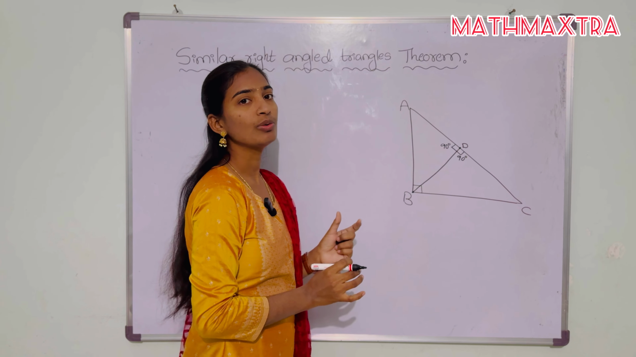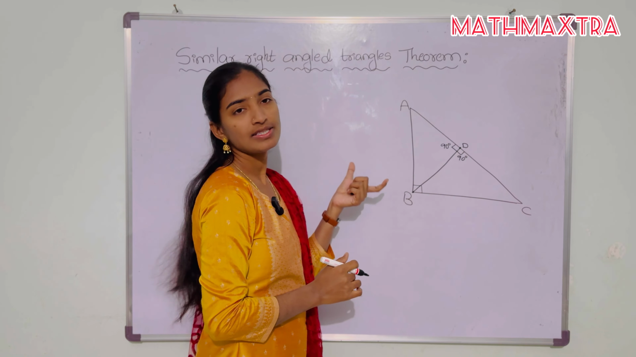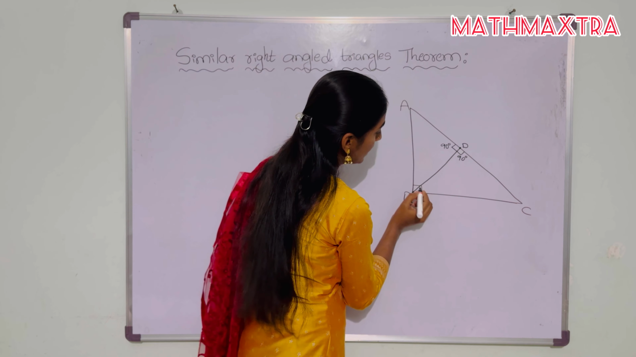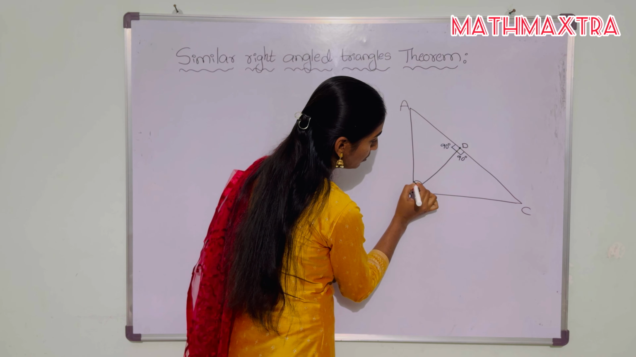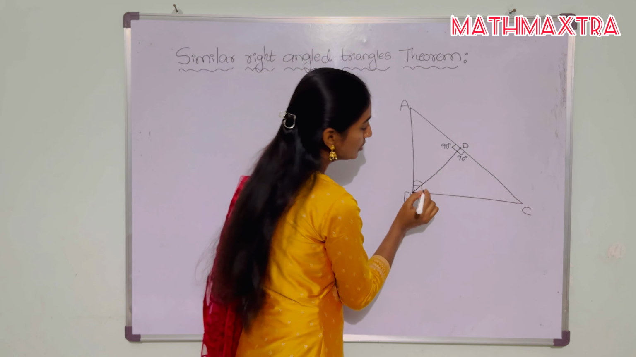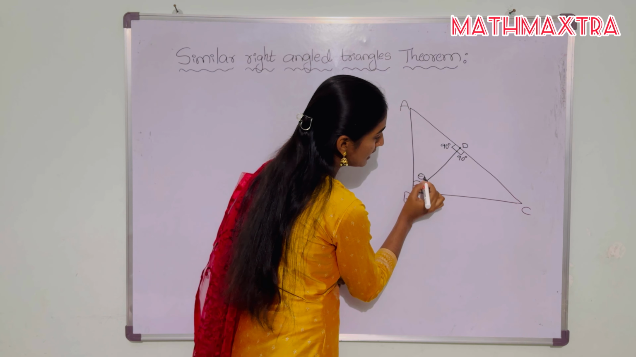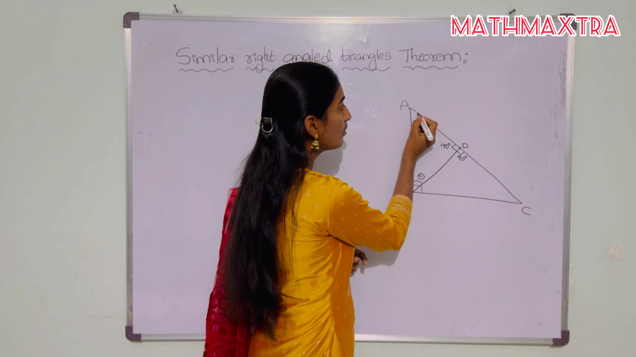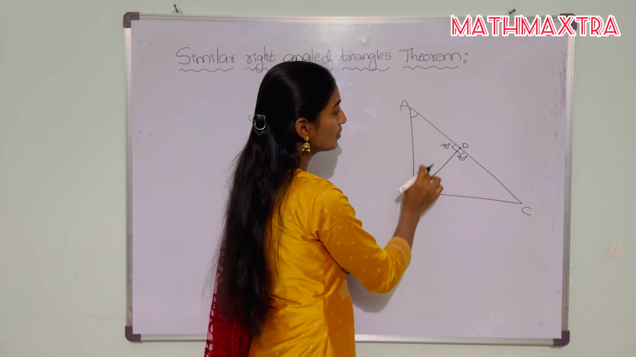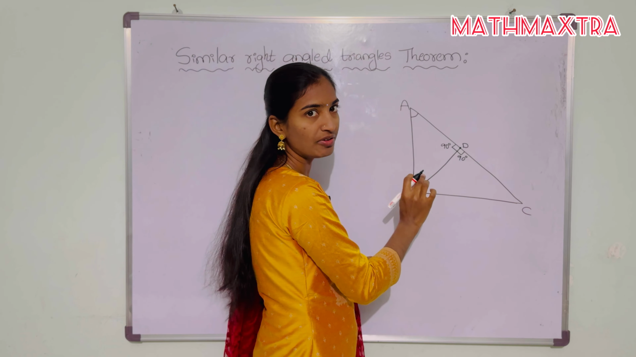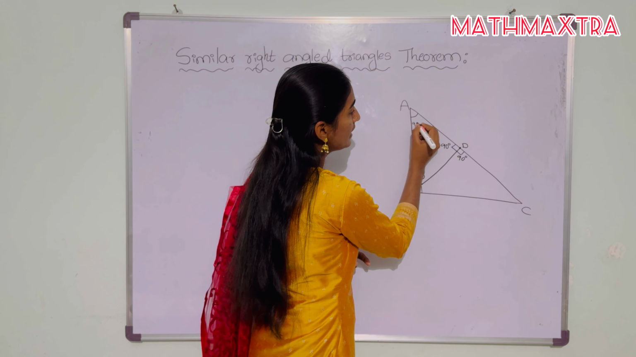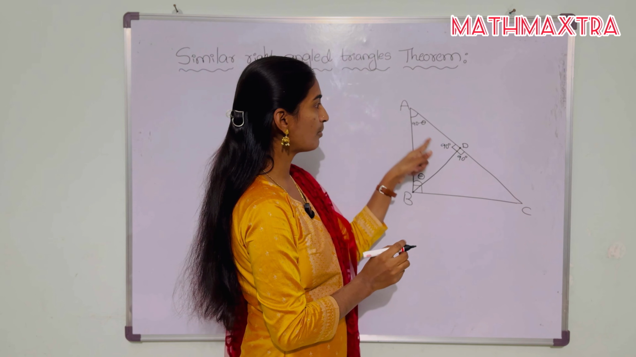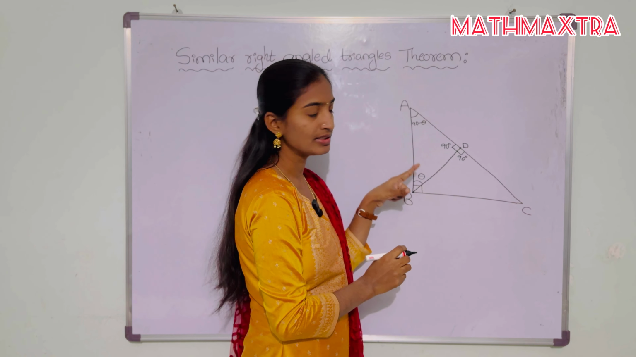Now we will conclude some statements from this theorem. See, this is 90 degrees. This is 90 degrees. I don't know what the angle is here, so I am taking it as theta. This is 90 degrees. What about this angle? If you sum up these three angles, it must be 180, so this is obviously 90 minus theta, isn't it?